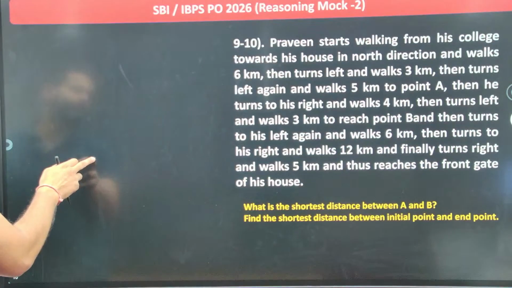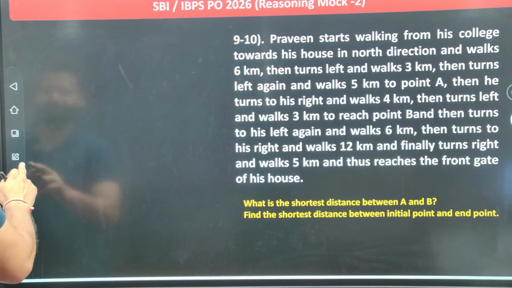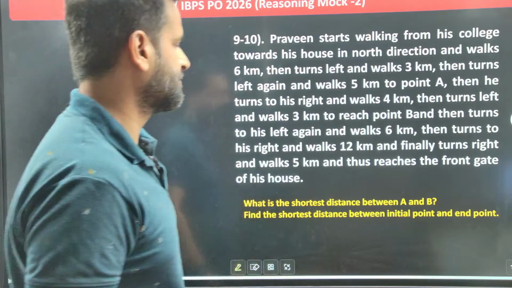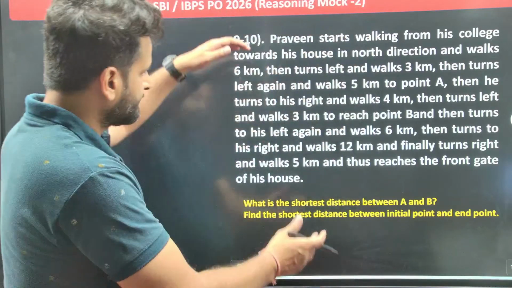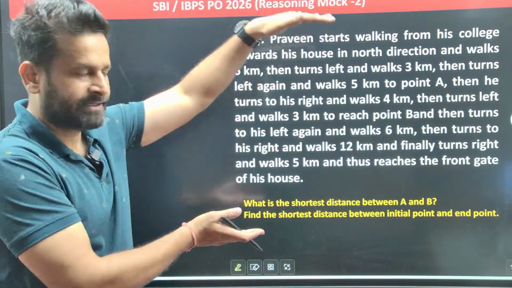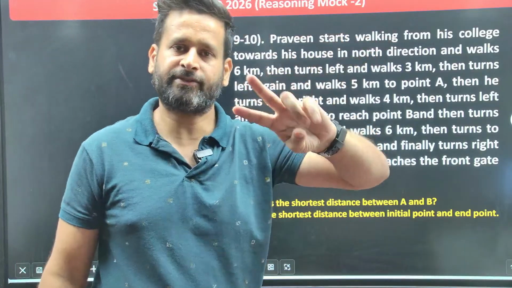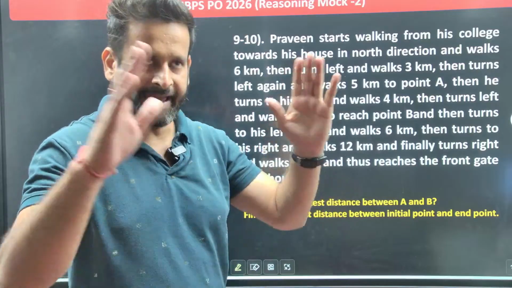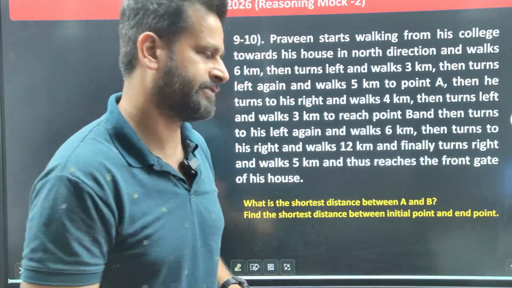Again, two questions. A small passage based question from direction and distance. If such a length of passage is coming, definitely two questions will be asked from there. And if it is a single-liner direction based or angular movement based question, a single question will be there. Give it a try.